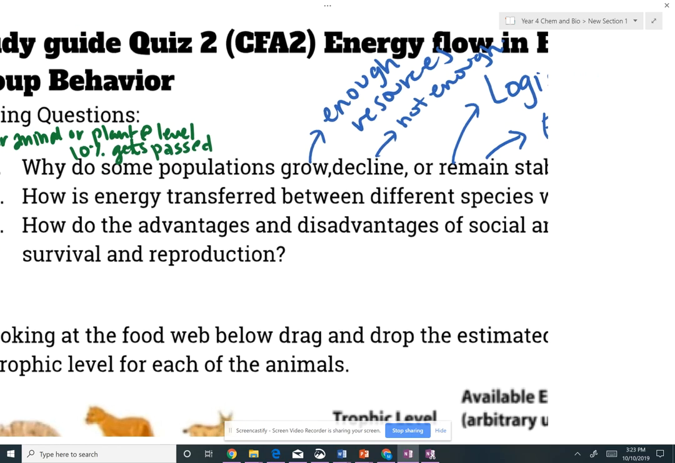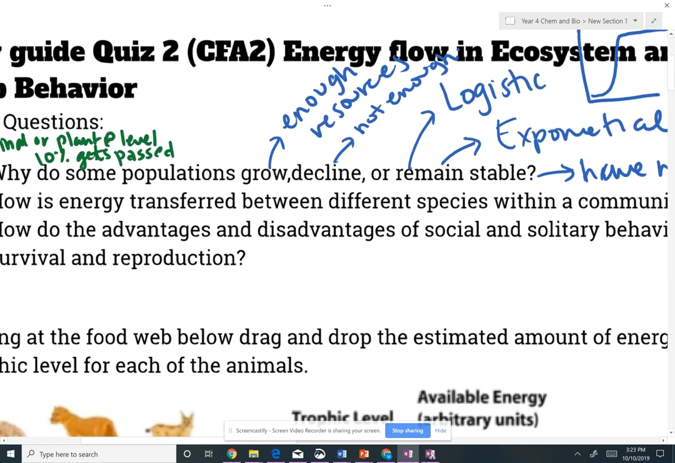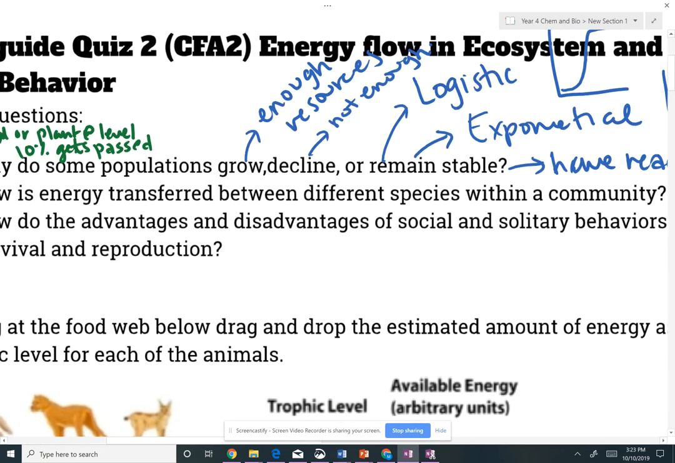So now we're going to go to advantages and disadvantages of social and solitary behavior, so animal behavior advantages. There are a few that we are going to go through. First of all, we're going to define social and solitary. Pretty much social is going to be our groups, and solitary means that you're flying solo, which means by themselves.